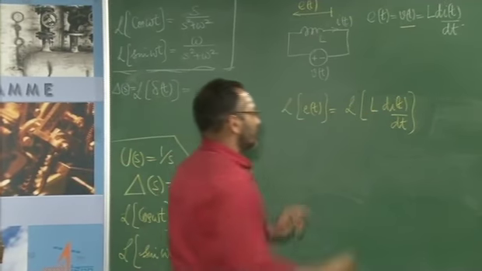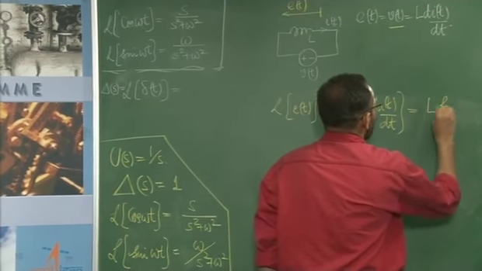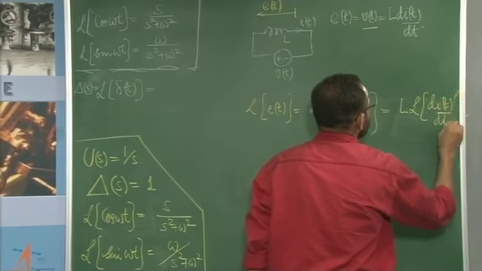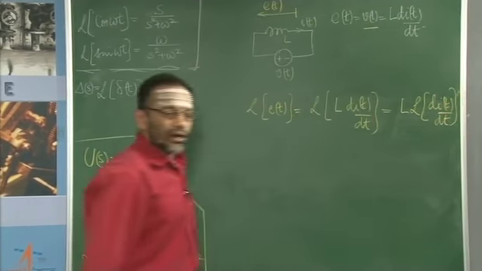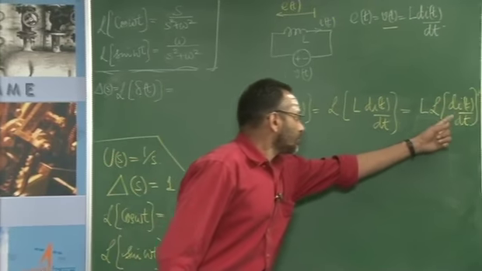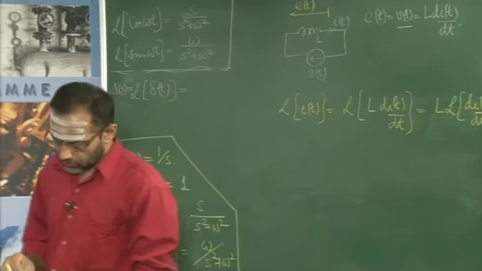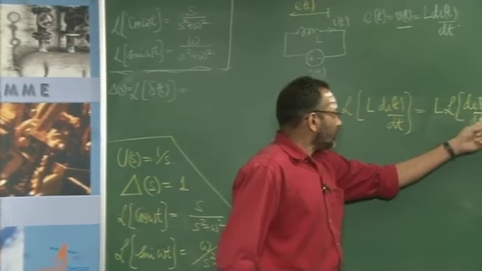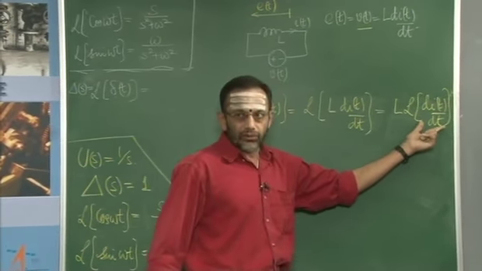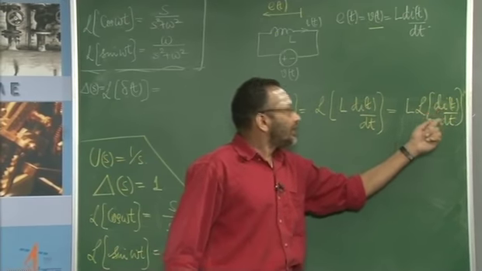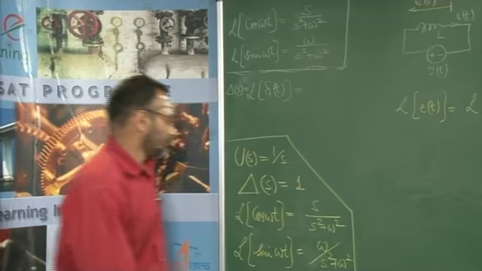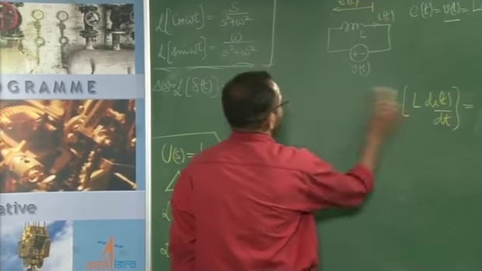L is a constant, I can take this out, that becomes L times the Laplace transform of di/dt. What I know till now is, if you give me an i of t for which the Laplace transform exists, then I can get the Laplace transform of i of t, but I do not know as of now how to get the Laplace transform of di/dt. So, let us try and do that as an exercise. That is an important property.